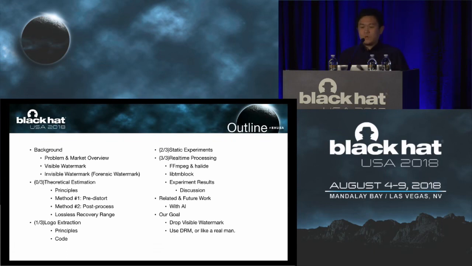The outline of this talk will be, first I will give the essential technology background about the problem, the market, and the visible watermark and invisible watermark. Then after that, we will give some theoretical estimation about the two methods we are going to propose. The method number one is the pre-distortion method. The second is the post-process method.